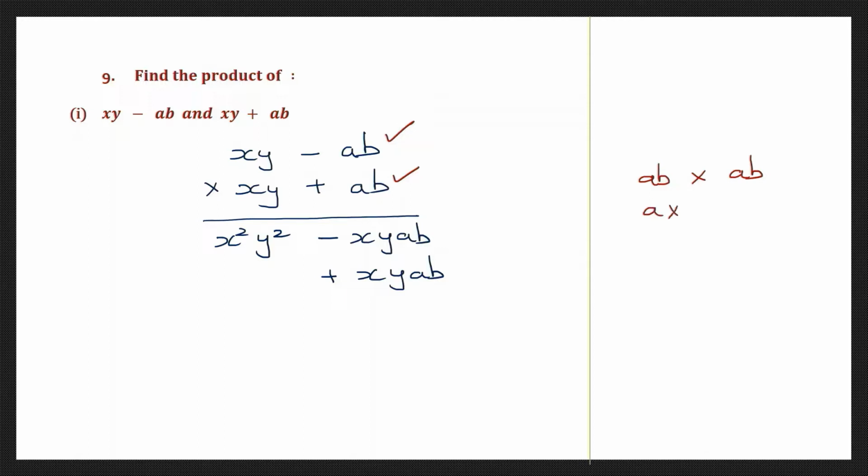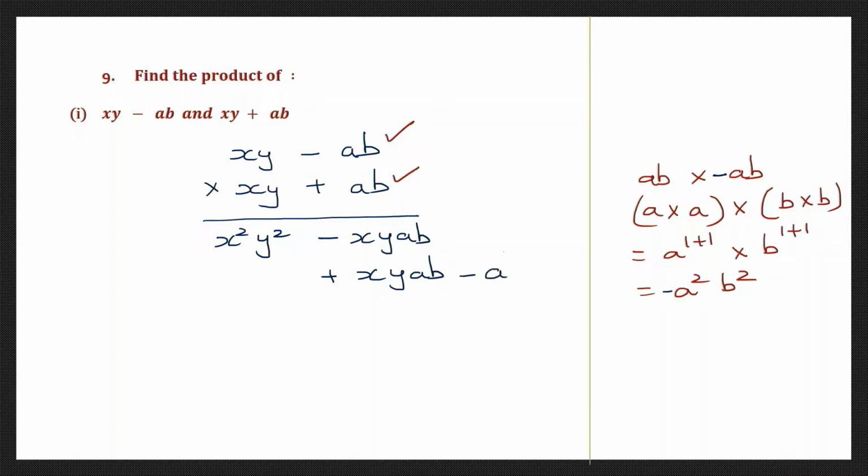So now let's multiply ab into ab. So that is a into a into b into b. So what do we get? a to the power of 1 plus 1 into b to the power of 1 plus 1, a square b square. So here that is plus. So let's write, we have a minus sign there. So that becomes minus. So it is minus a square b square.